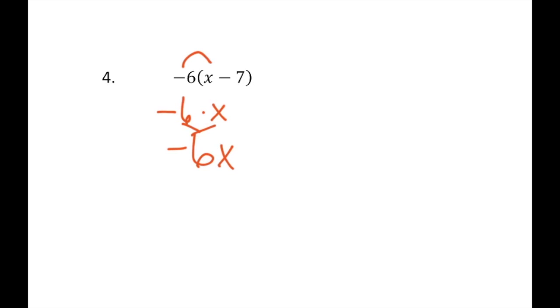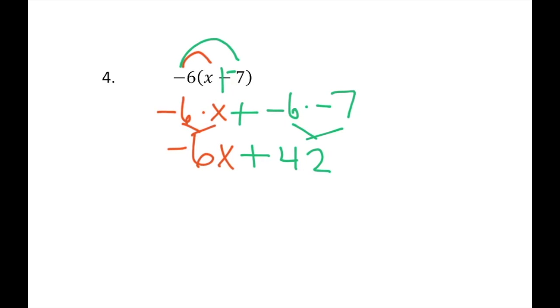The next part of the problem, you can do this a couple different ways. You can change this to plus a negative. What I would do next is bring my plus sign down and say, what is a negative 6 times a negative 7? Well, negative 6 times negative 7 is a positive 42.